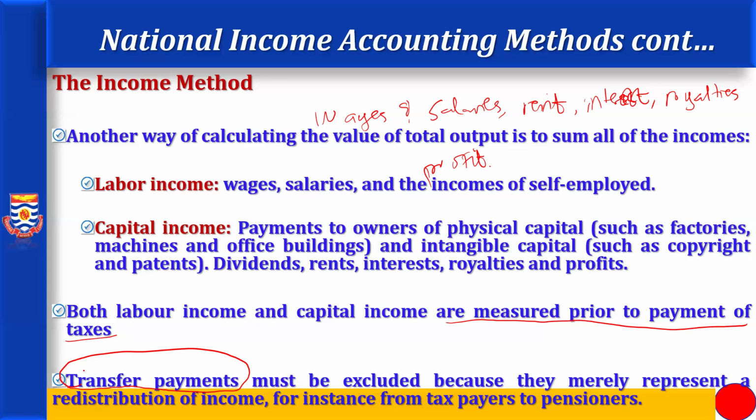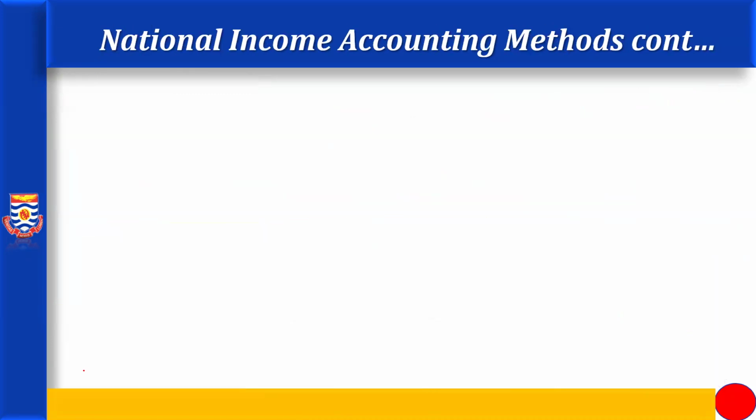Why? Because transfer payment is simply a redistribution of income. It's not like income that you receive because you are providing goods and services to somebody. No. Anytime you receive income, that is free money. In essence, we don't have to add it to the income approach because that free money that you received is part of somebody's income that he has worked for, he has provided goods and services for. All right. So that's why when we are doing the income method, we have to exclude transfer payment.